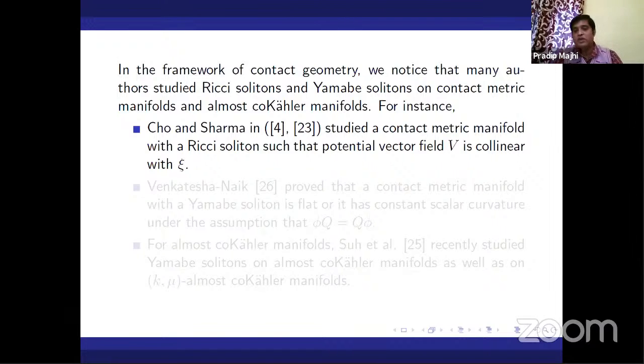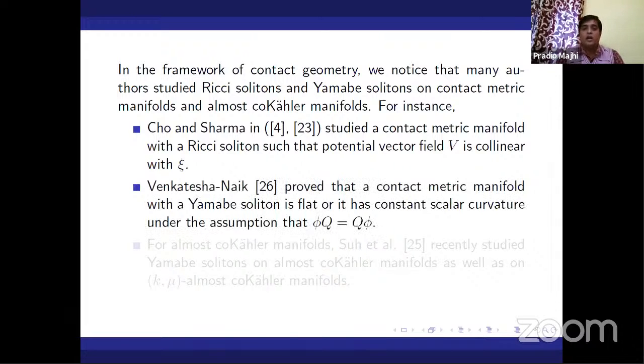The potential vector field V being collinear with Xi means V equals f Xi, where f is a smooth function. And Yamabe solitons on contact metric manifolds were studied by Venkatesh and Nair. In this case, they considered the assumption Q phi equals phi Q, that is, phi is the 1-1 tensor and Q is the 1-1 Ricci operator. And they proved that in this case the manifold is flat and has constant scalar curvature.